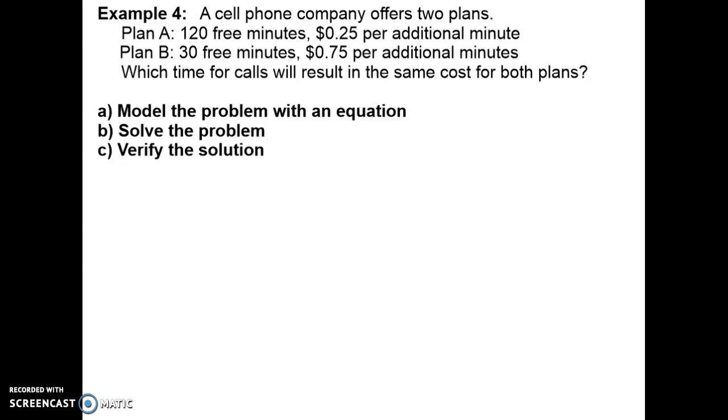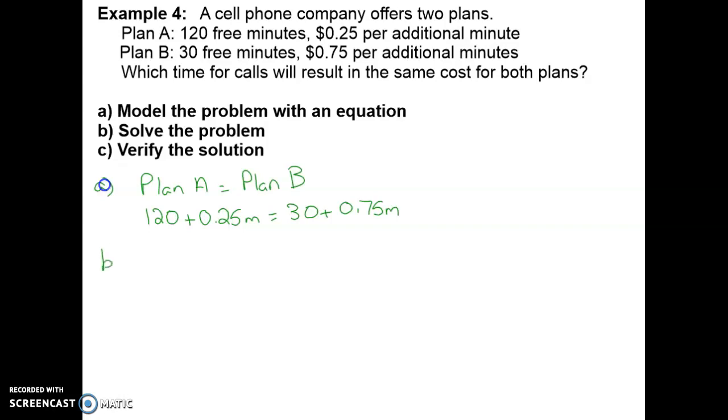So again, we're going to model the problem with an equation, solve the problem, and then verify the solution. We know that the cost for Plan A is going to have to be equal to the cost for Plan B because we want to know when they're the same. Plan A, we have 120 minutes plus 25 cents for additional minutes, and we'll use m for our variable. That's going to be equal to 30 minutes plus 75 cents per minute for Plan B.